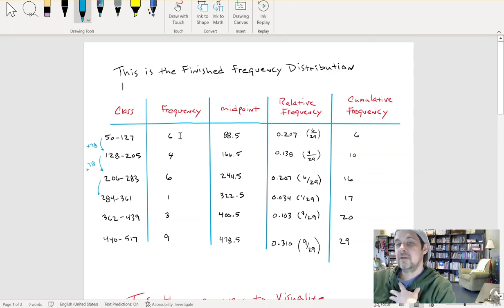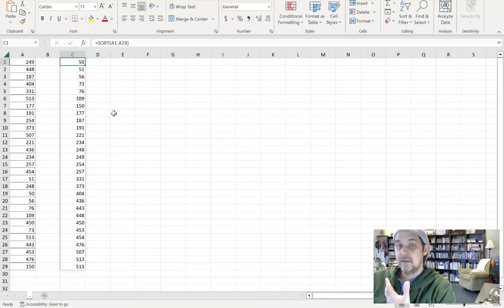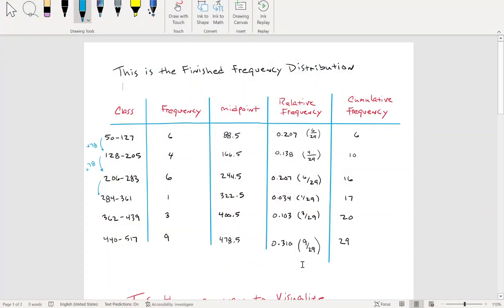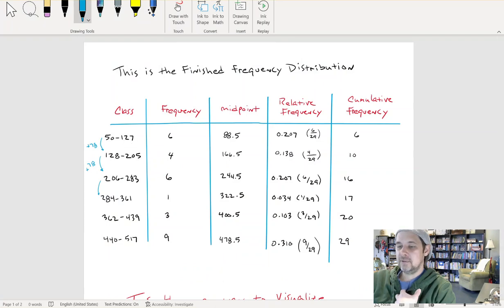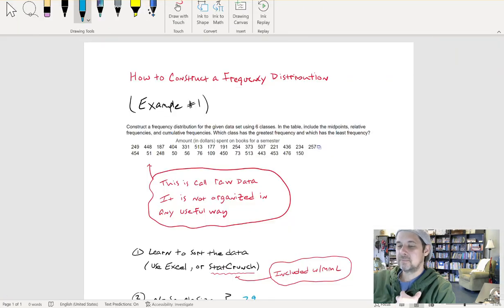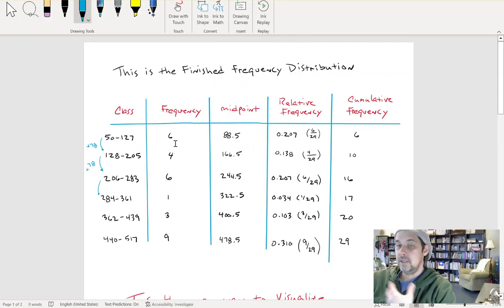Now from here, I tally the frequency. Okay, I count in this data set how many students spent between $50 and $127 at the bookstore. So that would be these, and that's 6 students. So when I put frequency here is 6, that's just how many of them did that, all right?